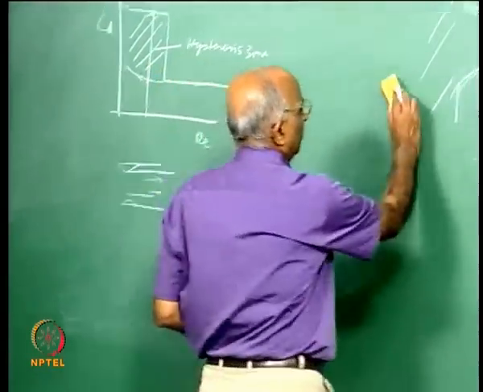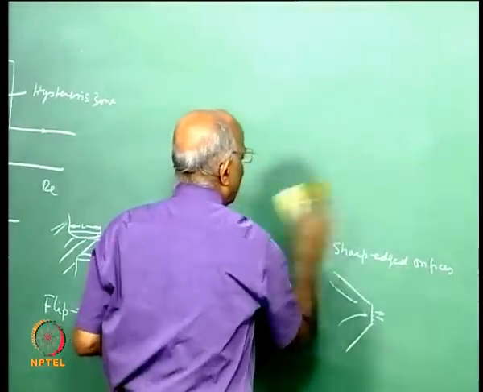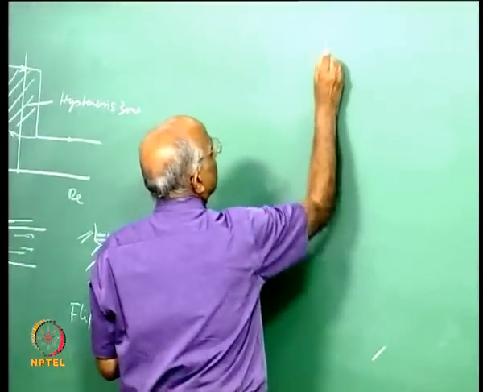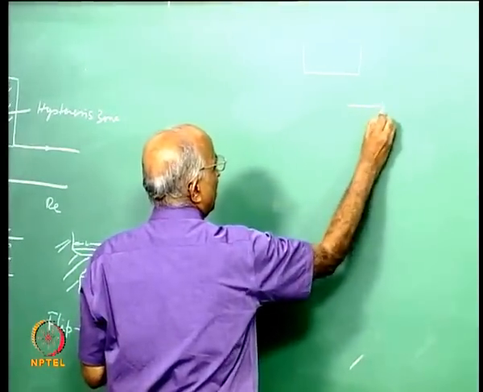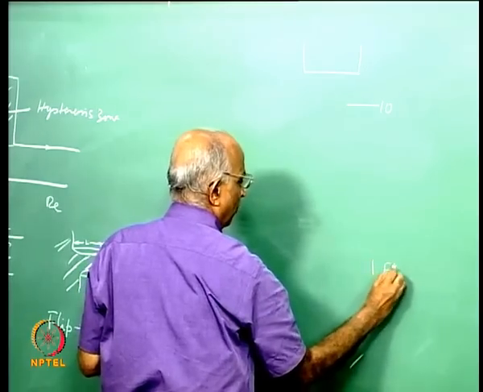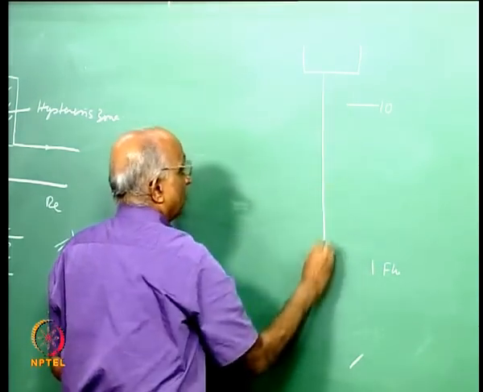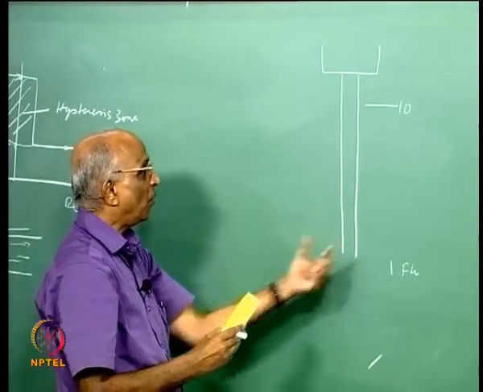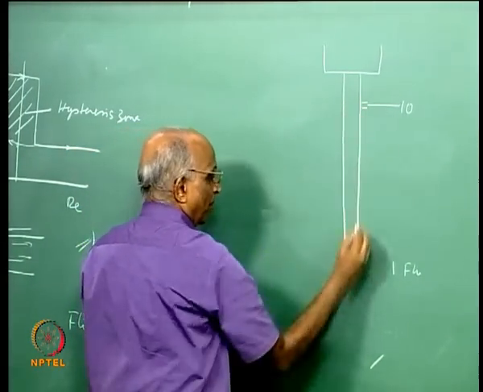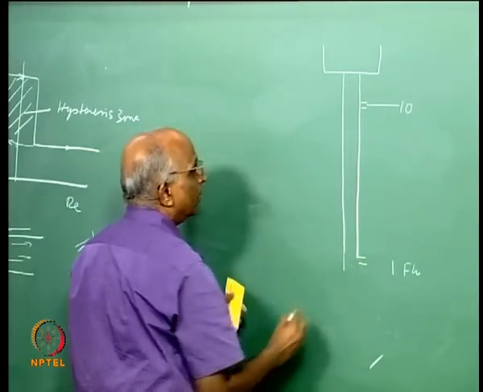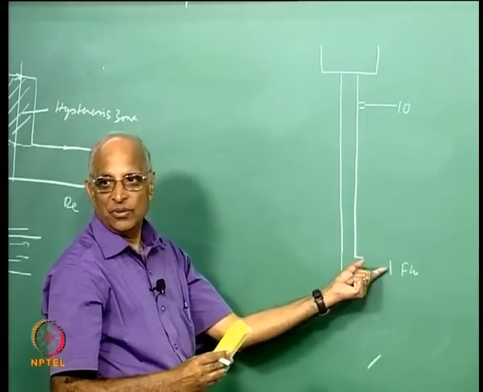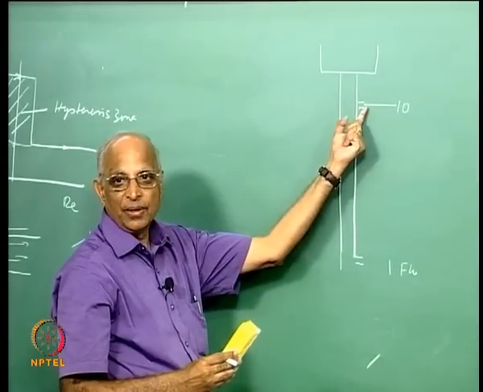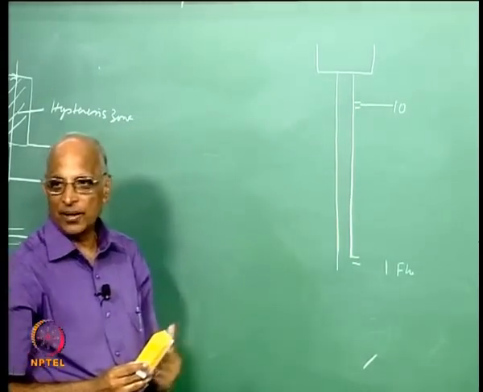What do I do? Let us say I have a tank on top and I have to supply to the 10th floor, I have to supply to the first floor. If I put a common manifold tube which is supplying water to the 10th floor, maybe to the first floor, this fellow will get a good supply, whereas this fellow will not get a supply. How do I ensure uniform supply?